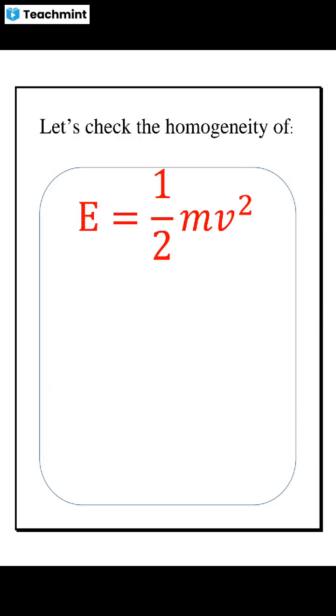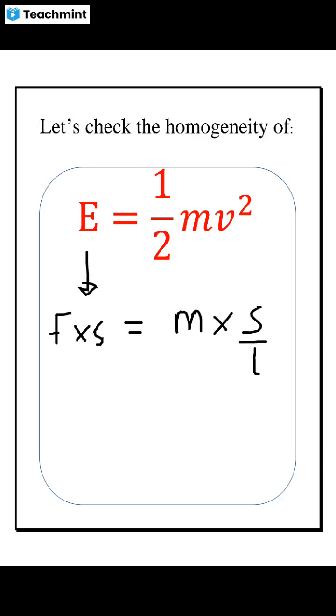Let's give this a try. We have energy equal to half mv squared. We want to know whether this is dimensionally correct. Okay, let's go. We have energy. We can also use energy as work, force times distance. I want to check the dimension of this. Mass times velocity, which is what? Distance over time, but it is squared.